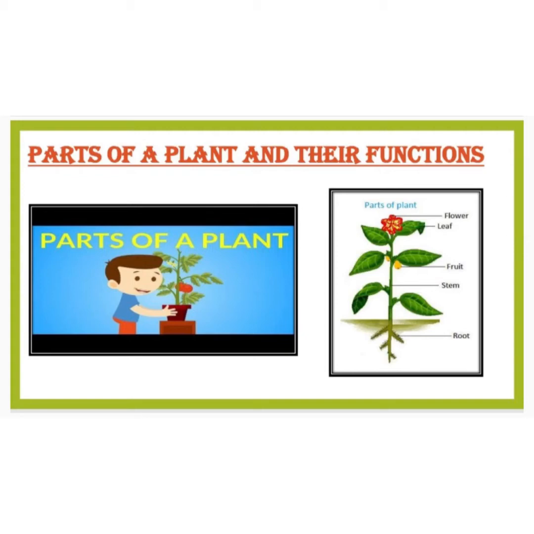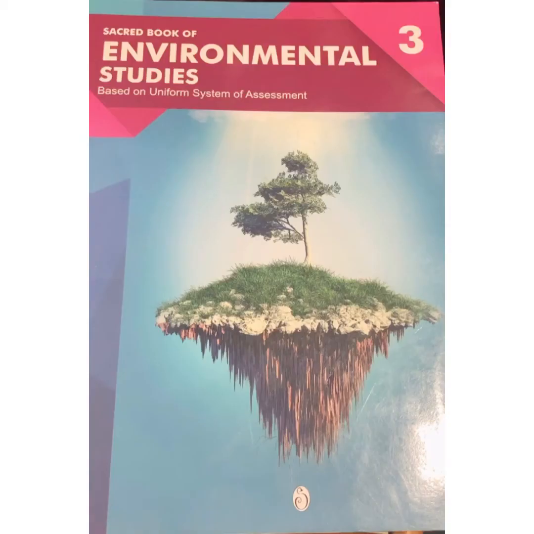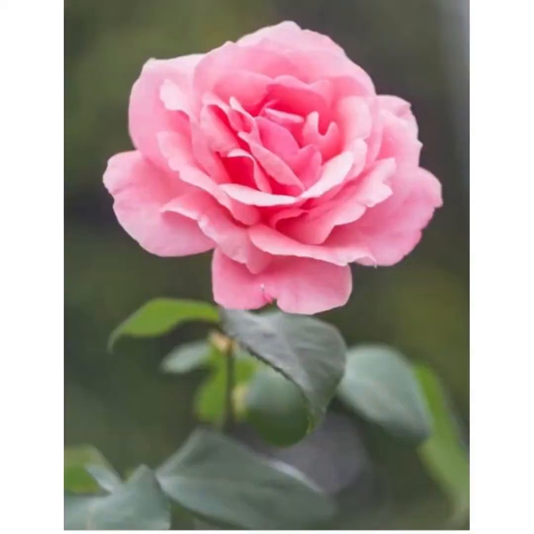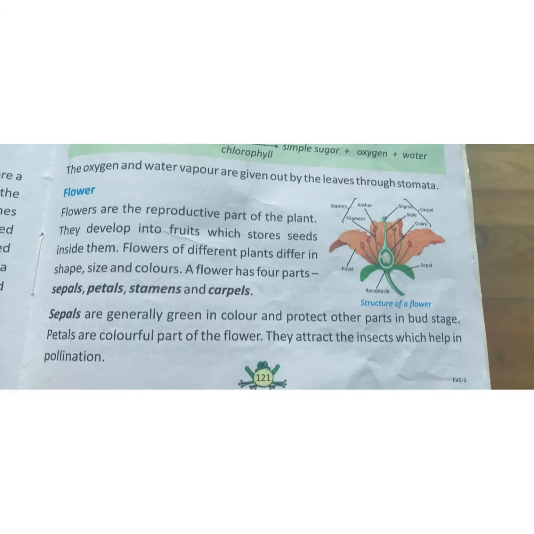So we will continue reading of the chapter, that is parts of a plant and their functions. Take out your environmental studies book and refer to page number 121 and listen carefully as I read the chapter. In this portion, we will study about flower. Let's begin reading. Flower. Flowers are the reproductive part of the plant.